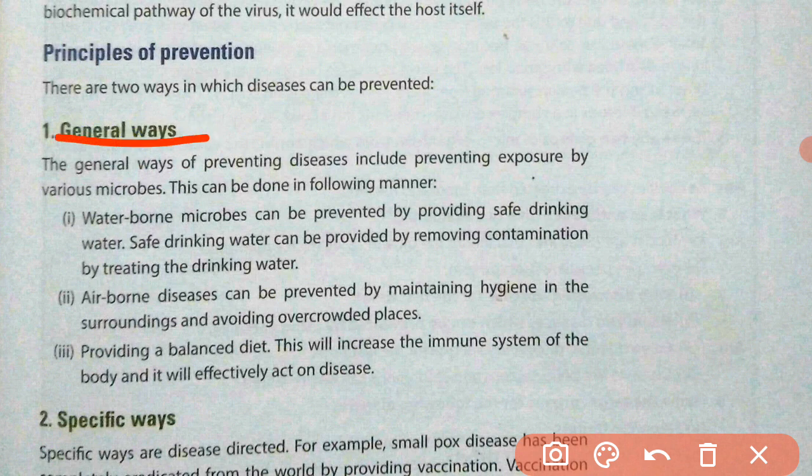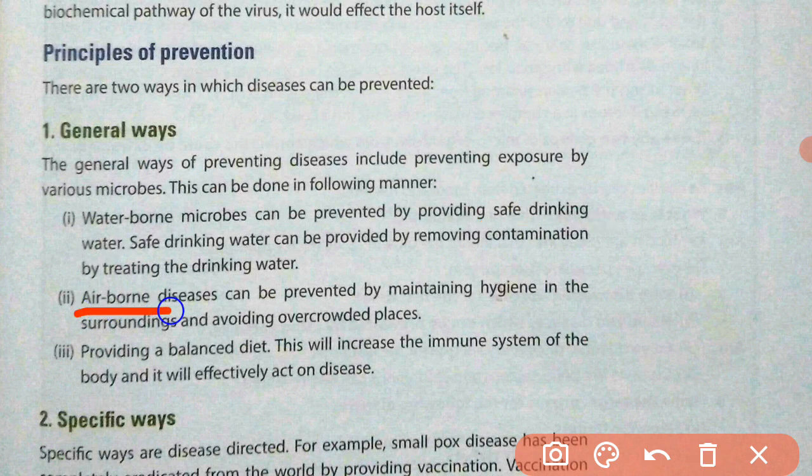In general ways, we include preventing exposure to various microbes. We save ourselves from exposure to the microorganisms. Like waterborne microbes can be prevented by providing safe drinking water. There are so many microorganisms that live in water. These are called waterborne microorganisms or microbes. If we take safe drinking water, pure, clean and hygienic water, then we can save our body from waterborne diseases.